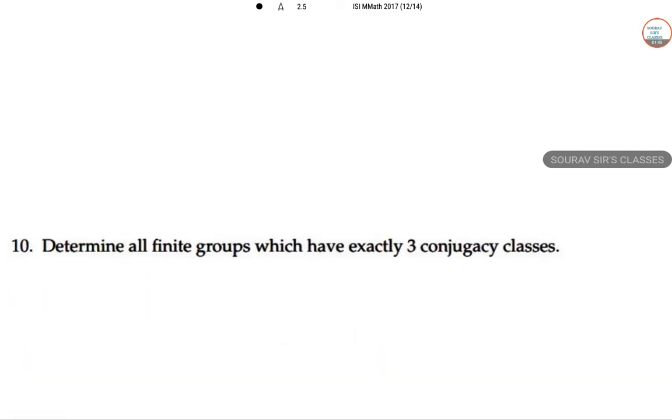This is about group theory. Find all finite groups which have exactly 3 conjugacy classes. Okay, so let G be the group. With 3 conjugacy classes, one conjugacy class is always the identity class. Let m and n be the sizes of the 2 other conjugacy classes.